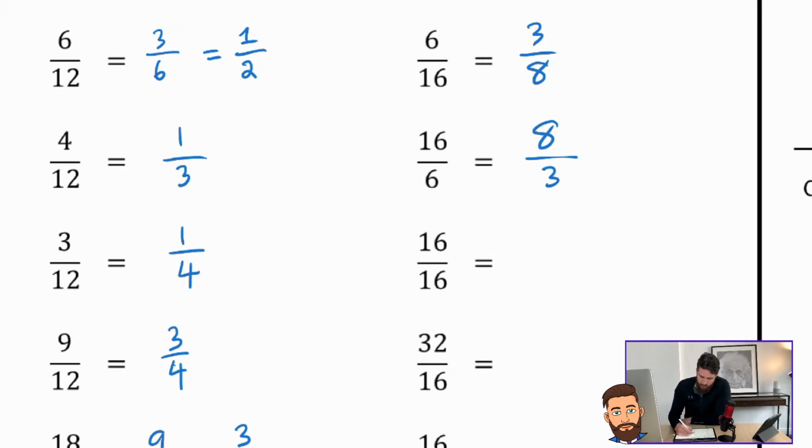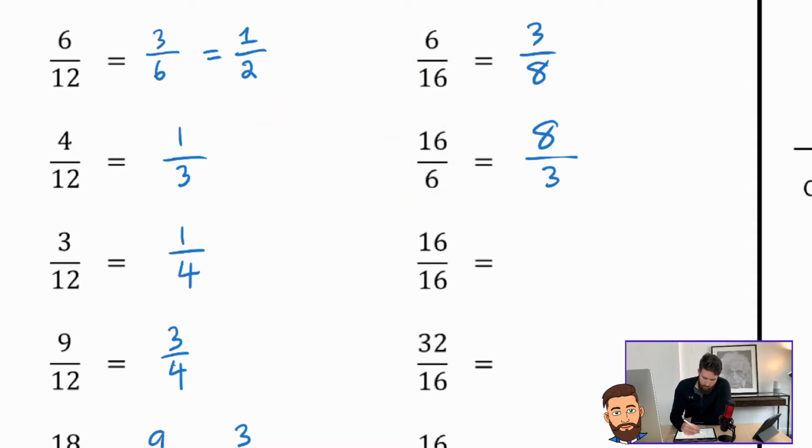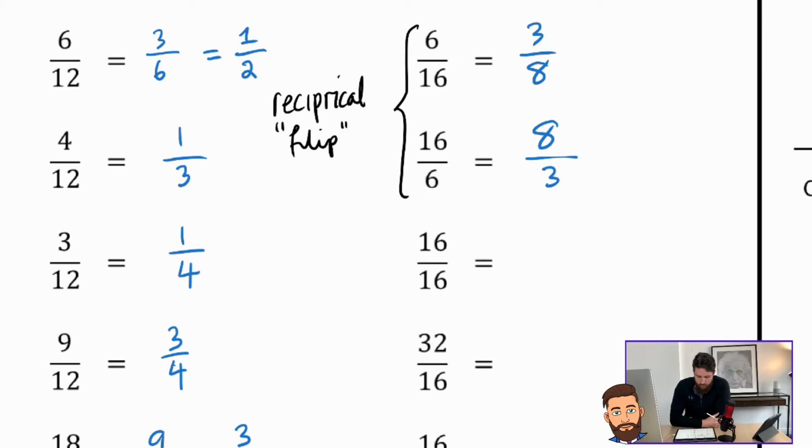And as you can see, that is what we call the reciprocal. They are the same, they are just flipped. So you might just want to add that note there. It's reciprocal, which means a mathematical way to say flip.